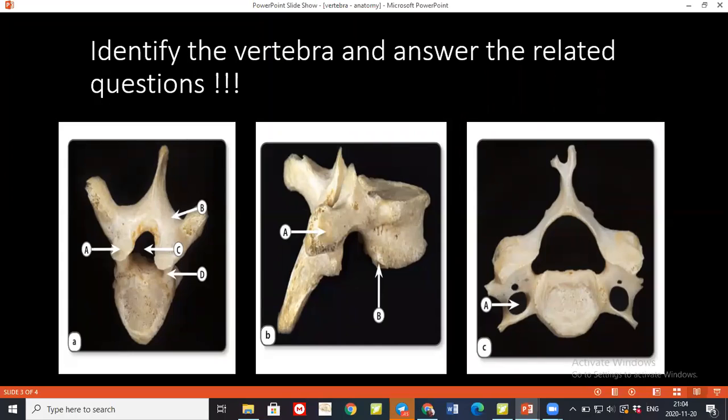And if you can tell me the surface marking of the roots of the brachial plexus. The roots of the brachial plexus emerge from the intervertebral foramen between the scalenus anterior and posterior. Actually, it is situated near the basal region of the posterior triangle of the neck.